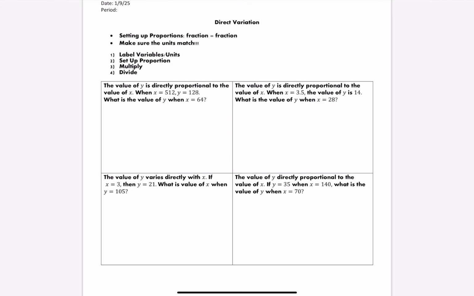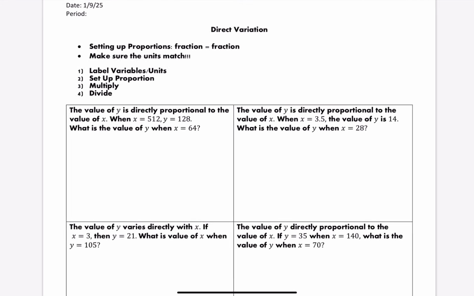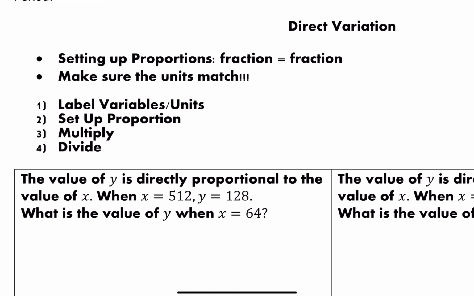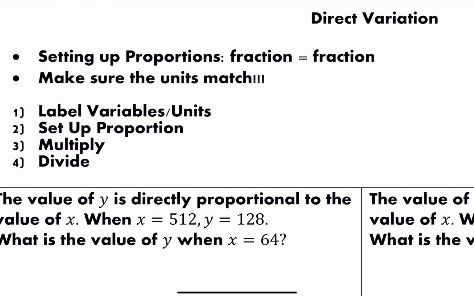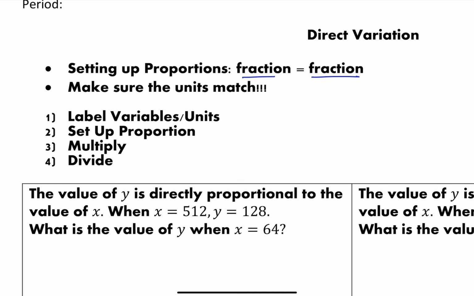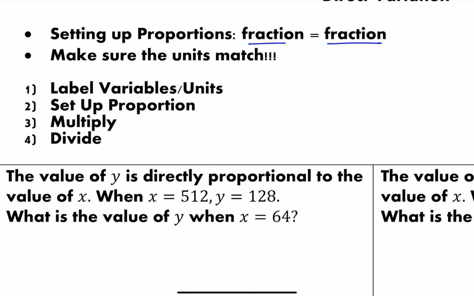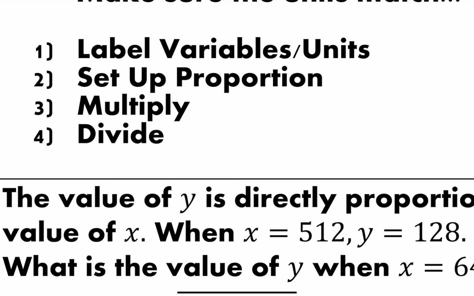Okay, so today we're going to talk about direct variation. What that is, it's a fancy way of saying setting up proportions, which is a fraction equal to a fraction. So the biggest thing is we have to make sure our units match. So we have 4 steps. Step 1, we're going to label the variables or units, set up our proportion, multiply, and then divide.